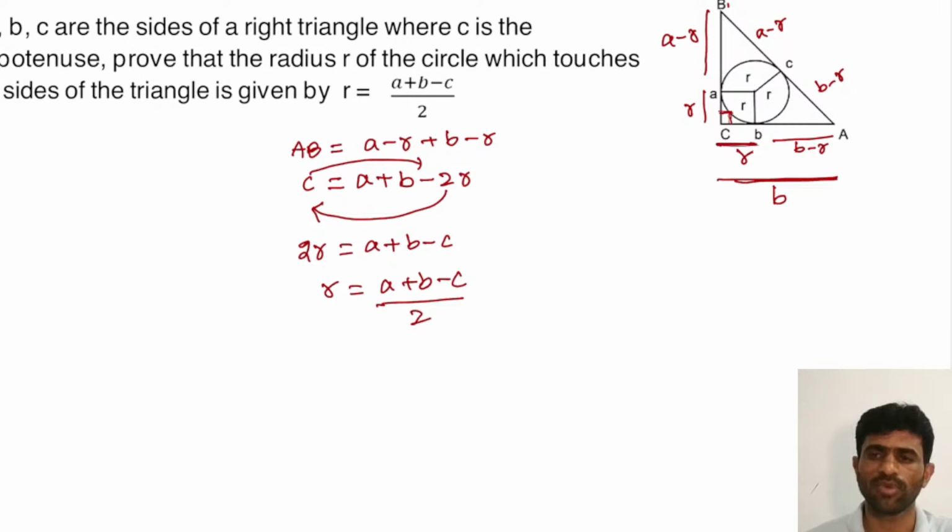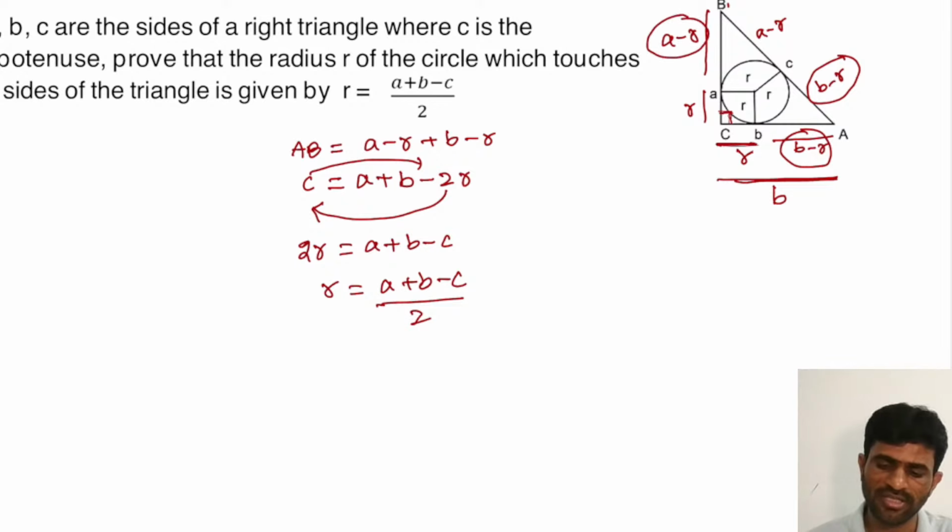All four sides are equal. So this is R, total is B. So this is going to be B minus R. If this is B minus R, here also it is B minus R. Similarly, total is A and this is R, this is A minus R. If this is A minus R, this is also going to be A minus R. So total length of AB is A minus R plus B minus R. So that is nothing but C is equal to A plus B minus 2R. So 2R is equal to A plus B minus C. R is equal to A plus B minus C by 2.